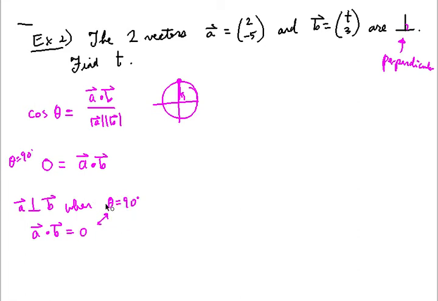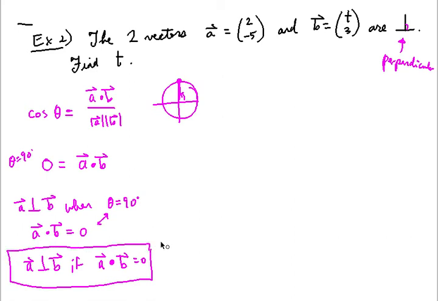So in order to check to see if two vectors are perpendicular, we need to find the dot product, and if I end up with 0, they are perpendicular. So let's just rewrite this. A is perpendicular to B if A dotted with B is equal to 0. And so this is the real crux. This is the rule that I want you to remember.